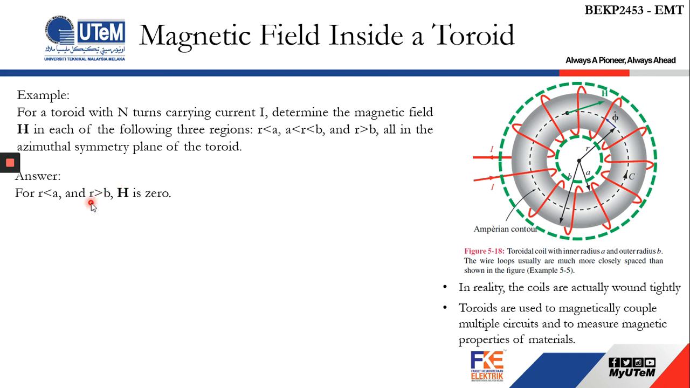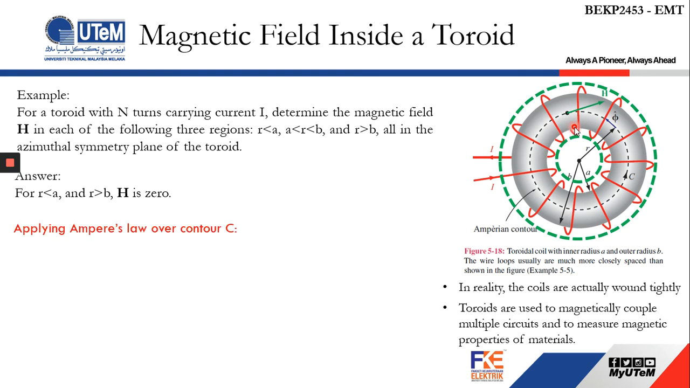When R is larger than B, it encloses everything, so the total net flux coming out of the conductor and the total flux coming back in from the coil are always going to be equal. So the net flux is going to be zero, and since the net flux is zero, H will also be zero. So we only need to calculate the second condition here, where R is larger than A but smaller than B.